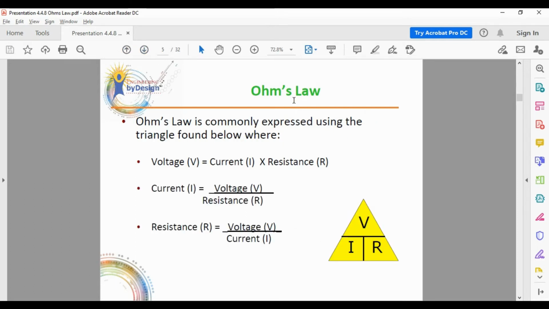And you can see that I have them labeled here. If you are comfortable with manipulating equations, you really only need the one, but if you need to, feel free to write down all 3.